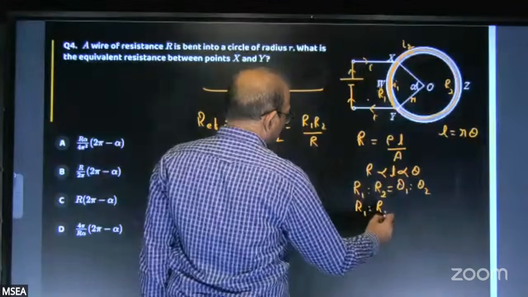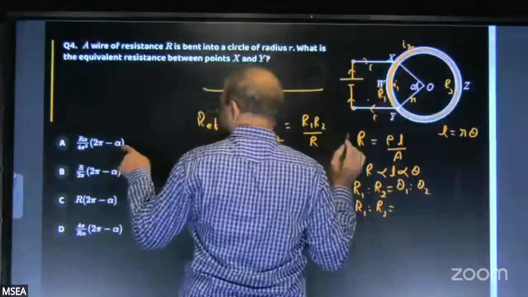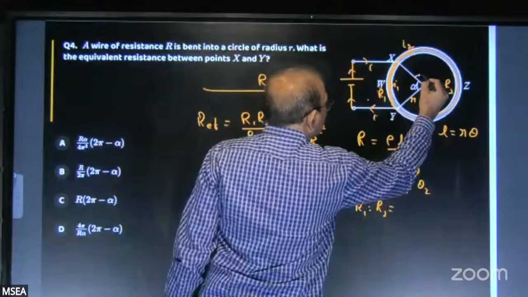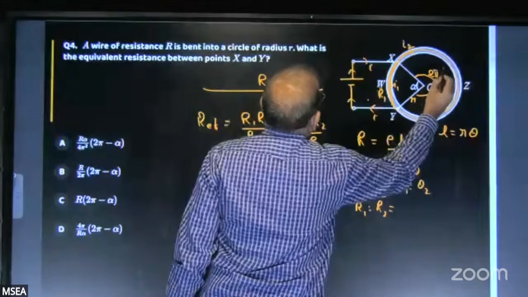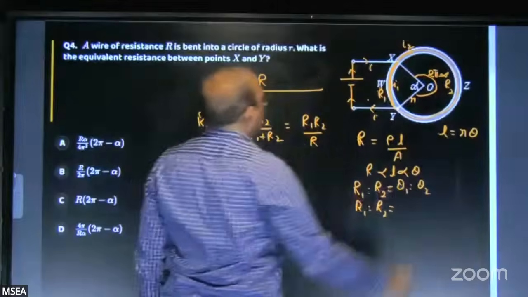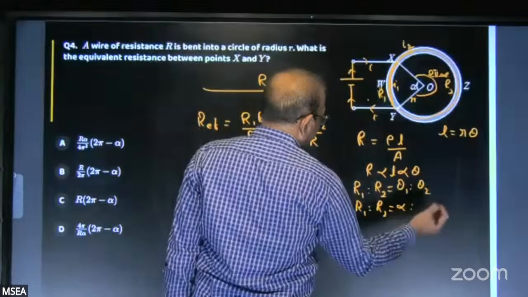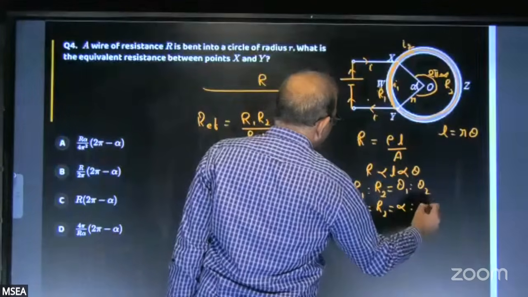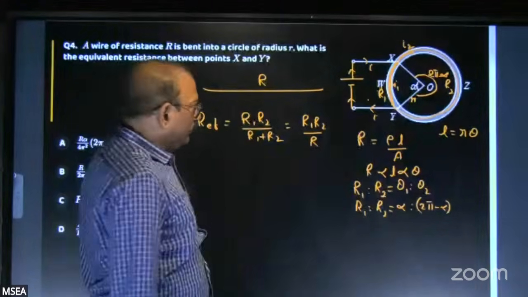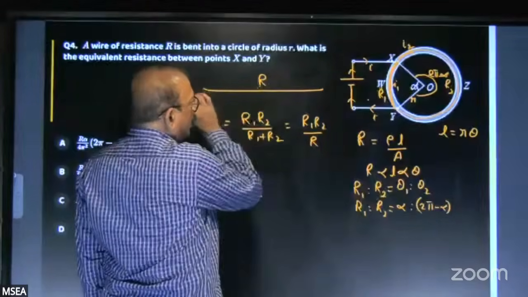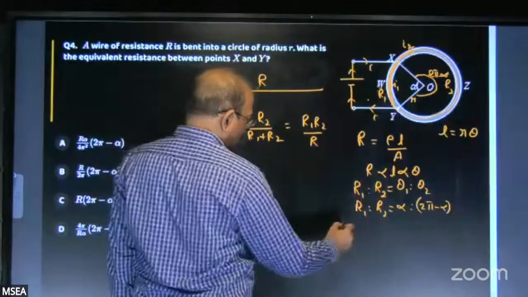So R1 is to R2 is theta 1 to theta 2. Theta 1 is the given angle alpha. This other angle, the remaining back side, how much? 360 minus alpha, that is 2 pi minus alpha radians. So theta 1 is alpha, and theta 2 is 2 pi minus alpha. That means the total resistance R is divided into two parts, R1 and R2, according to this ratio.